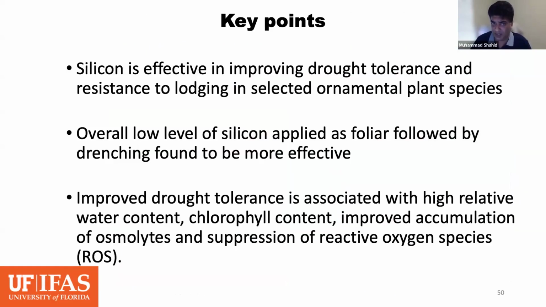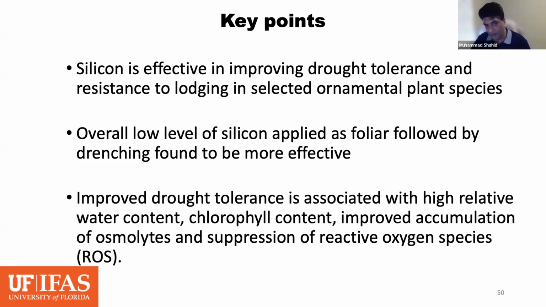So the key points: silicon is effective in improving drought tolerance and resistance, especially to lodging, in the selected ornamental plant species which we tested. Overall, a low level of silicon applied as a drench was found to be more effective. As I mentioned, 50 parts per million foliar and 25 parts per million foliar and root application gave us good results. But overall, based on my work on snapdragon, Lantana, Petunia, and basil, we have found that if you apply a low concentration in a hybrid application, alternating root and foliar, you will get better results.